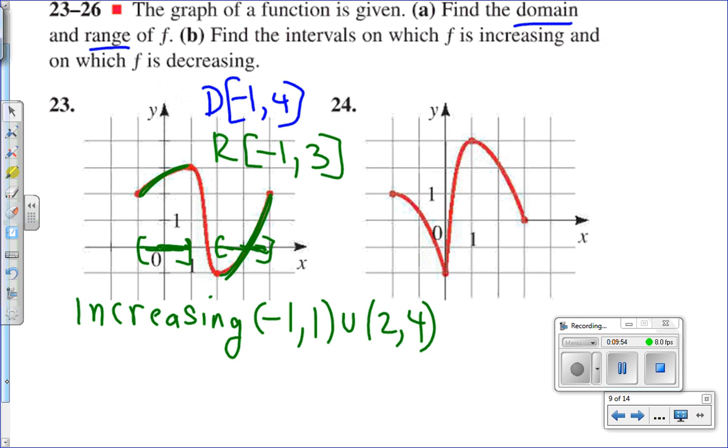The section of the graph where this is decreasing, going downhill, is this portion, and notice how small that interval is. It's from 1 to 2. So I would say this function is decreasing on the interval from 1 to 2.